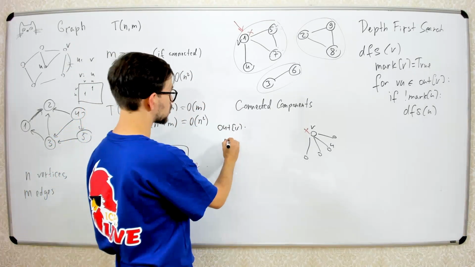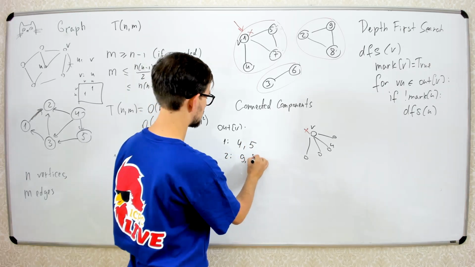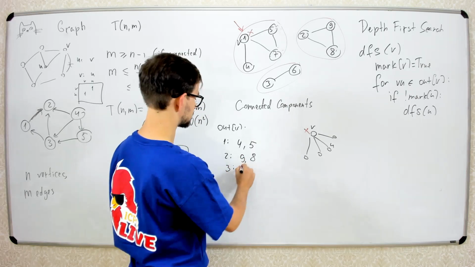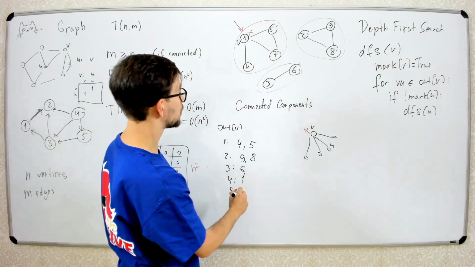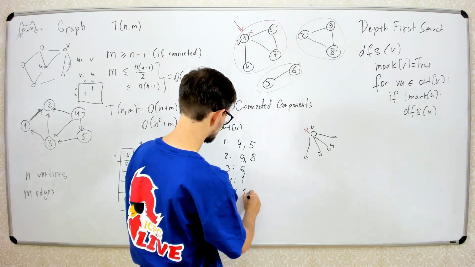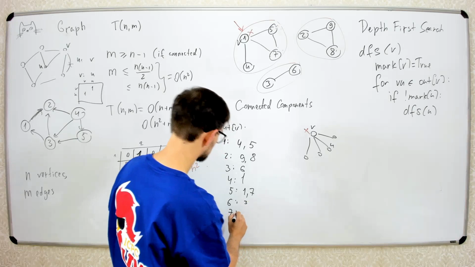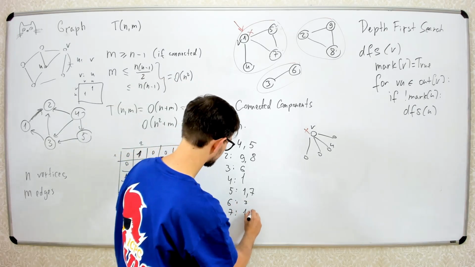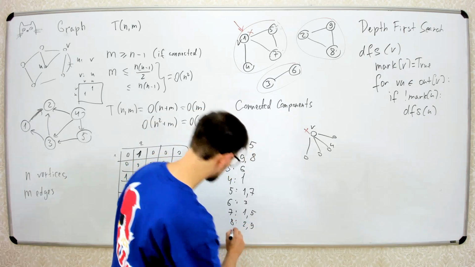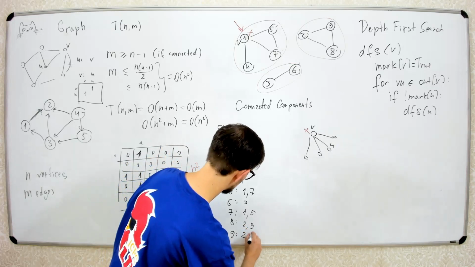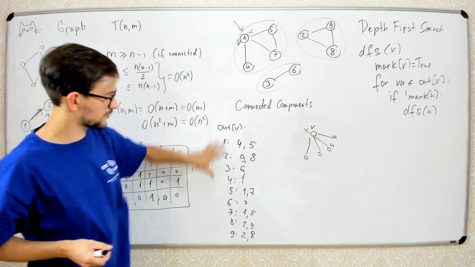So we have the list for vertex 1: 4 and 5. For vertex 2, we have 9 and 8. For 3, we have 6. For 4, we have 1. For 5, we have 1 and 7. For 6, we have 3. For 7, 1 and 5. For 8, 2 and 9. For 9, 2 and 8. So for this graph, we have these lists.